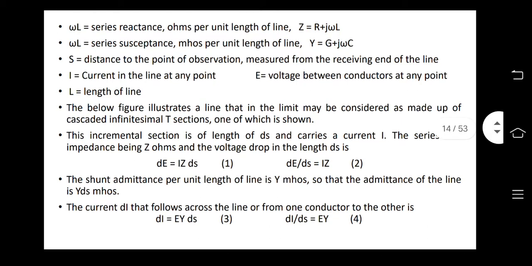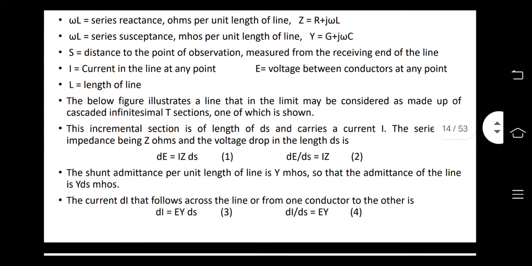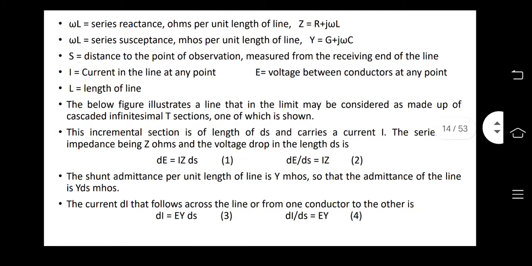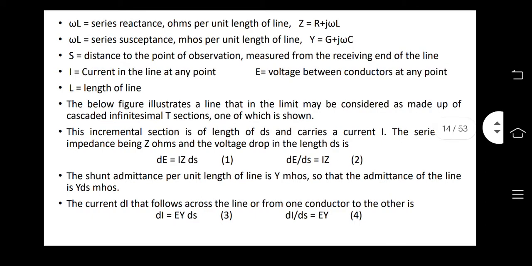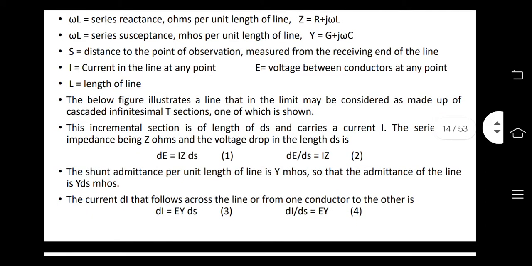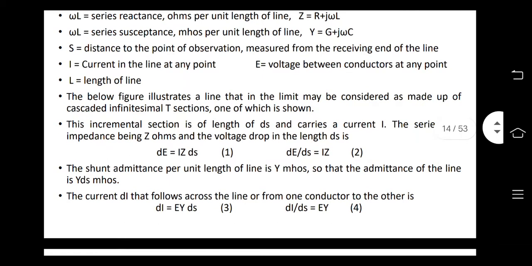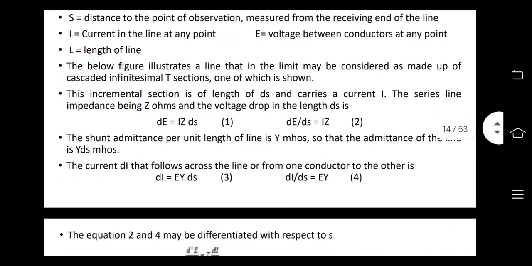The shunt admittance per unit length of line is Y mhos, so that the admittance of the line is Y ds mhos. The current dI that flows across the line from one conductor to the other is dI equals E Y ds, which is equation 3, and by rearranging equation 3 we get dI by ds equals E Y.